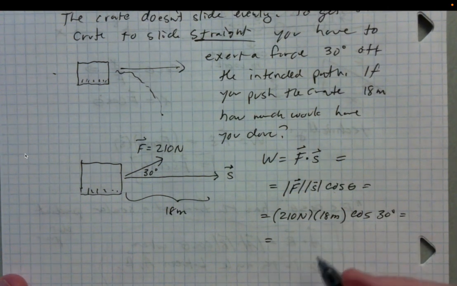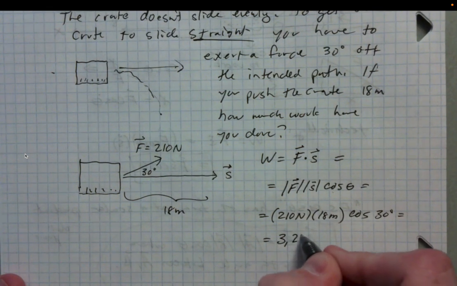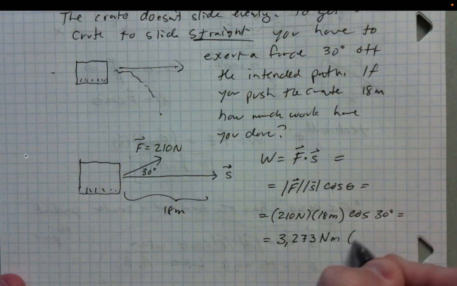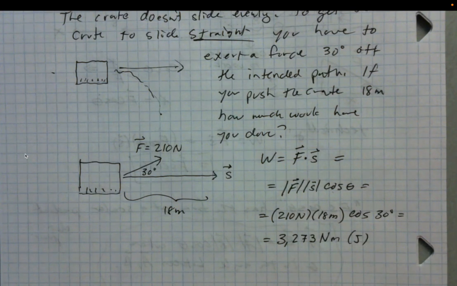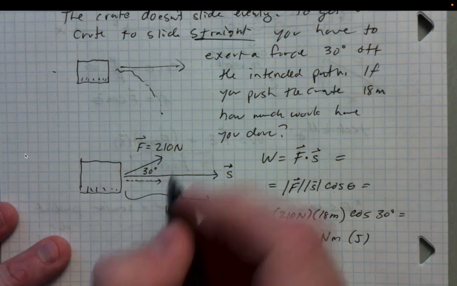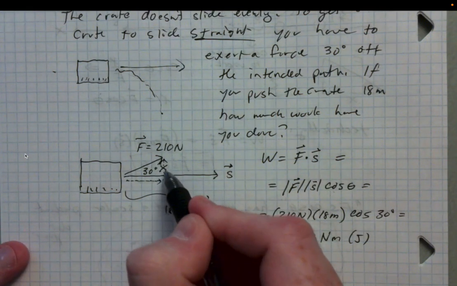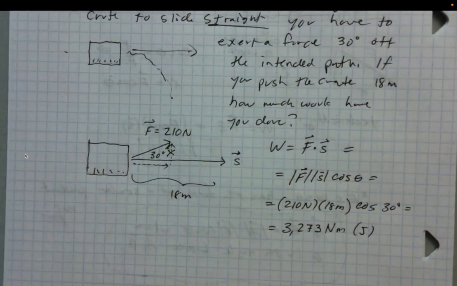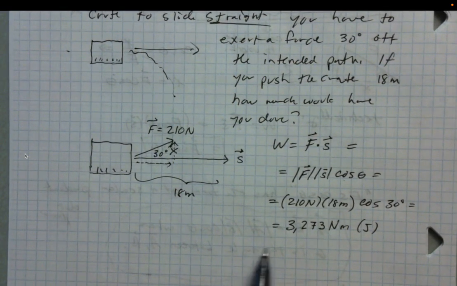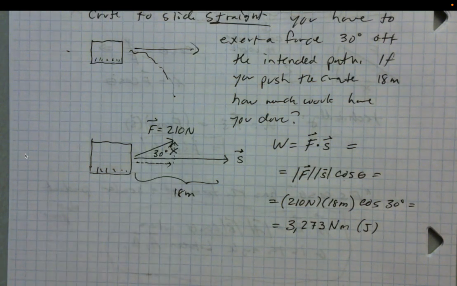When you crunch all those numbers, you will get something like 3,273 joules. Newton meters, otherwise known as joules. So this would be the straightforward approach to calculating this. What I've done is said there's an x component of this force vector and there's also a y component of this force vector. I've effectively removed this part from the calculation, so when I take F cos 30, I'm specifically scaling this 210 to just this piece.